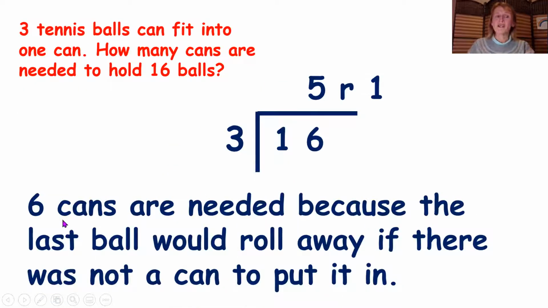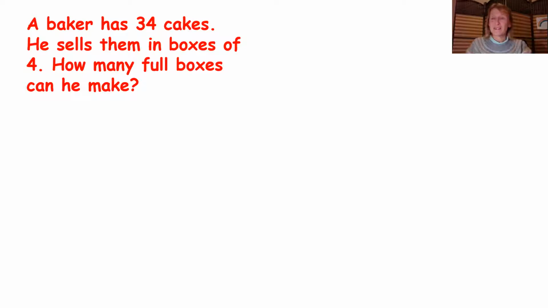My answer is 6 cans are needed because, and that's what you must write, because the last ball would roll away if there was not a can to put it in. There's my explanation of my answer. Okay, so even though 16 divided by 3 is 5, remainder 1, I've decided that I need 6 cans because this is a real problem. These are real tennis balls and real cans, and I've got one that's going to roll away.